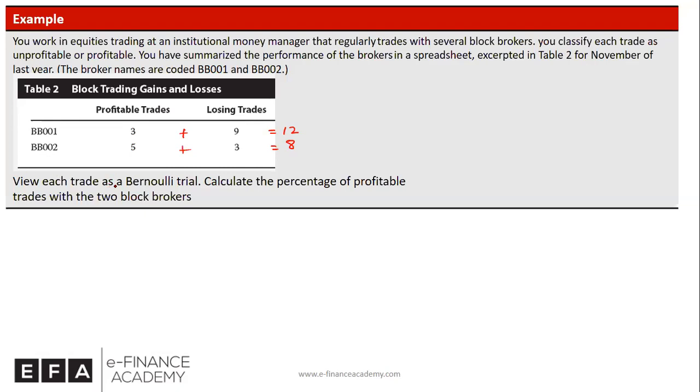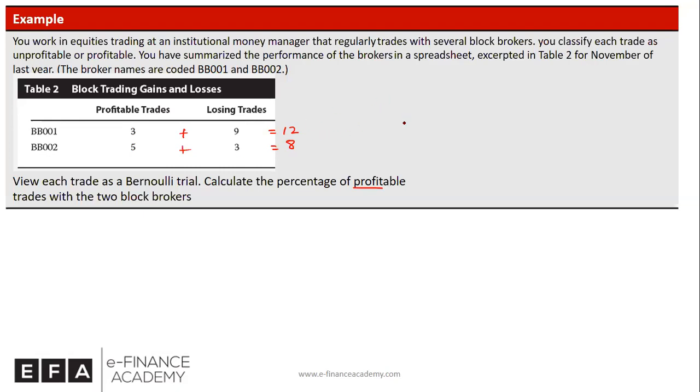So view each trade as a Bernoulli trial, calculate the percentage of profitable trades with the two block brokers. Well, so we want to find what percentage of trades are profitable, right? Well, if you notice, 3 out of 12 are profitable. So this should be pretty straightforward. You just have to simply divide.